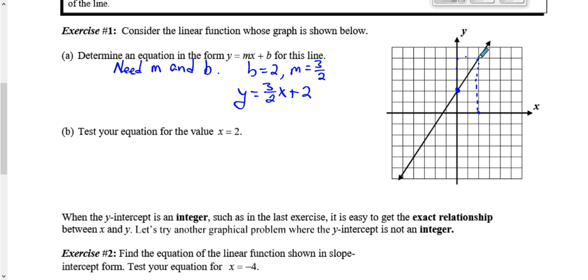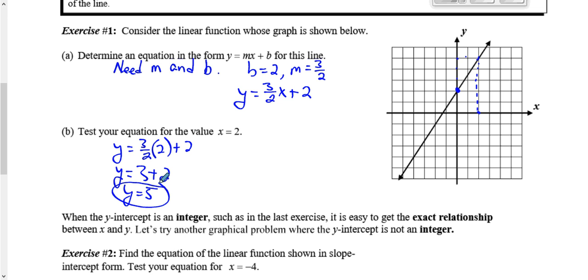So let's see, y equals 3/2 times 2 plus 2. So y equals, what's 2 divided by 2? Times 3. So 3 plus 2. It equals 5. Let's do the other way. What's 2 times 3, divided by 2? Okay, right? So what does y equal? 5. Isn't that what we said we'd get over there? Yeah. Okay. There you go.